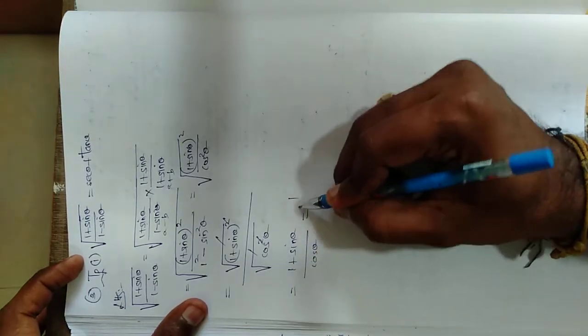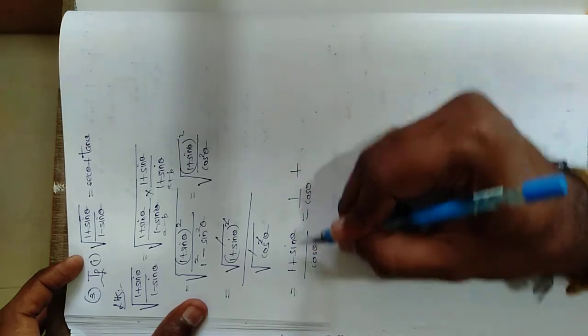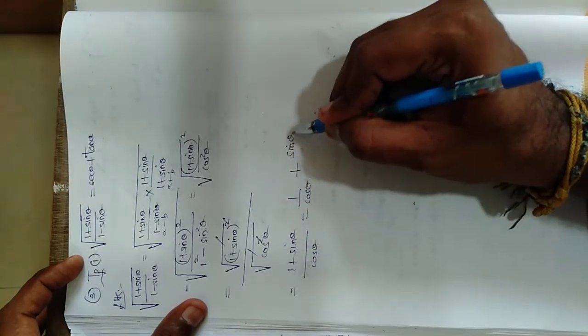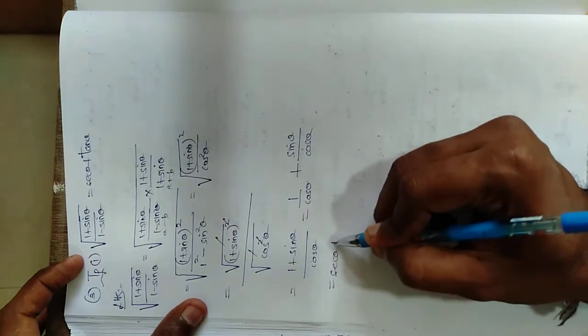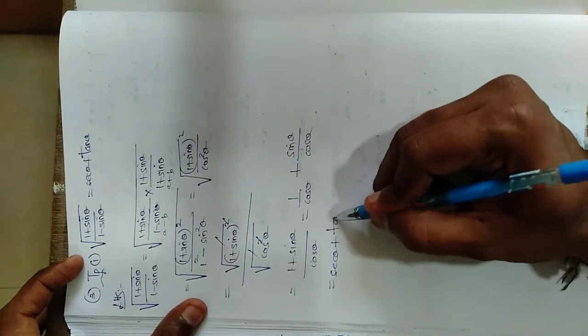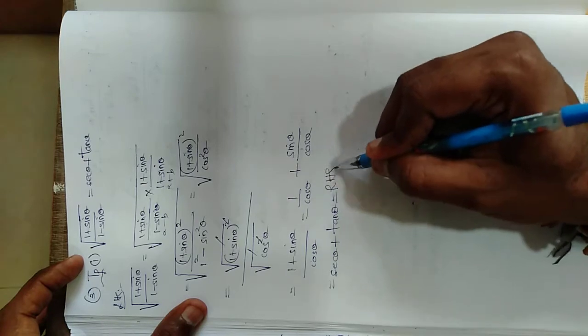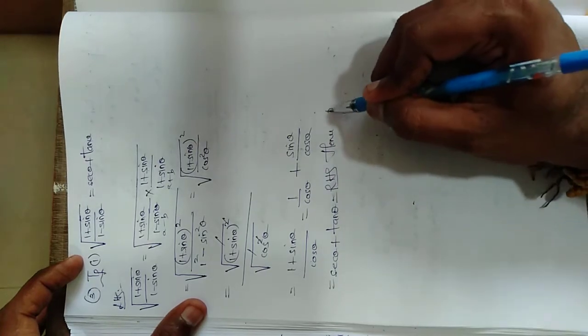So divide: 1 by cos theta plus sin theta by cos theta, just like the previous sum. 1 by cos theta is nothing but secant theta, and sin by cos is nothing but tan theta, which is equal to the RHS.